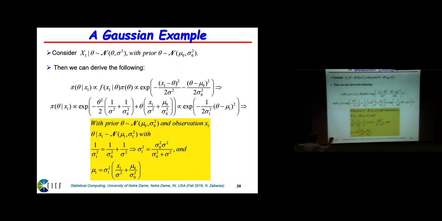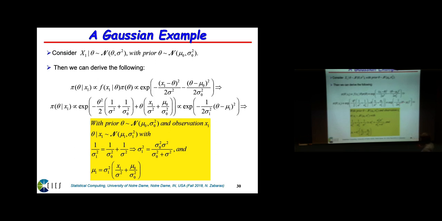You get that these two terms together can be written as exponential of minus 1 over 2 sigma 1 squared, theta minus mu 1 squared, where sigma 1 squared is given by 1 over sigma 1 squared equals 1 over sigma 0 squared plus 1 over sigma squared, and mu 1 is given by the equation you see on the bottom. Again, what have I done? I expanded this, and then I put these things in a square form. This is what statisticians call closing the square, basically.